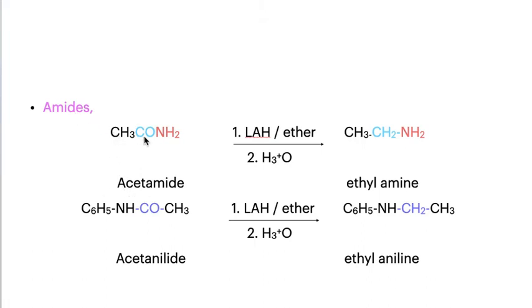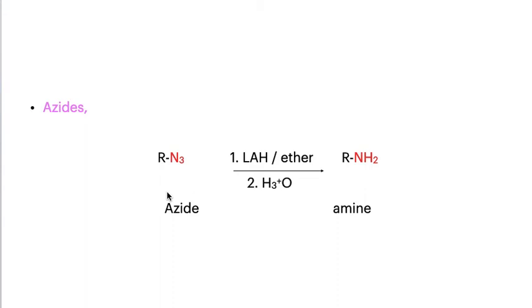Acetamide, that is CH3CONH2. On reduction with lithium aluminum hydride, there is the formation of ethylamine, CH3CH2NH2. Acetanilide, that is C6H5NHCOCH3. On reduction, it forms N-ethylaniline, C6H5NHCH2CH3. There is the conversion of the CO group to the CH2 group. Azides, that is RN3, on reaction with lithium aluminum hydride form the amine, that is RNH2.